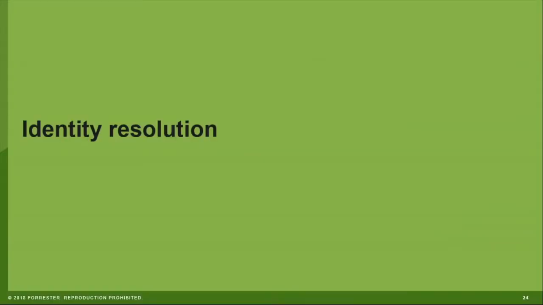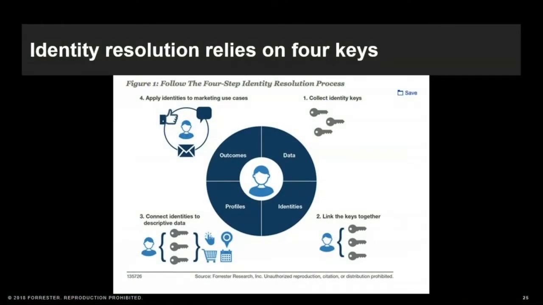And the way that you do that is with identity resolution. Now, what is identity resolution? It's a four-step process. It starts with collecting identity keys. Now, those identity keys can be a social ID, they can be an email, they can be anonymous browsing data, and a lot of variations within, and I'll go into a little more detail on the next slide as to what those keys can look like.